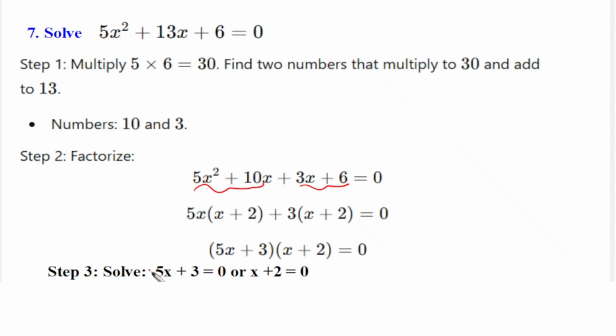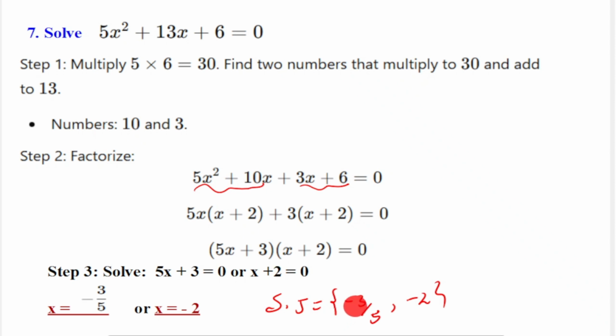Step 3, solve. So when we solve, 5x plus 3 is equal to 0, or x plus 2 is equal to 0. And the value of x for this one is minus 3 over 5, and for this one x is equal to minus 2. Therefore, the solution set is minus 3 over 5 and minus 2.